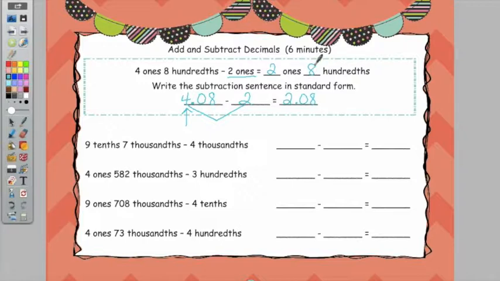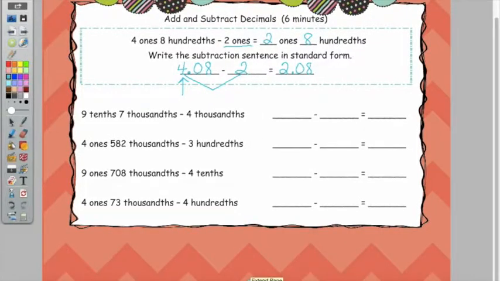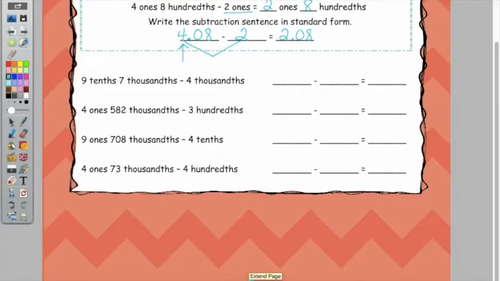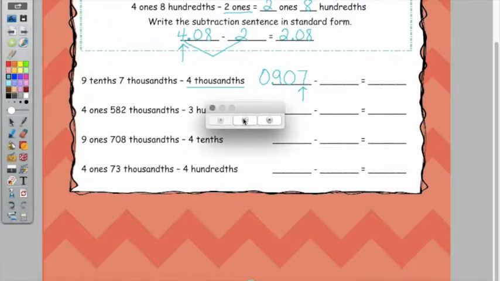Okay, same strategy, but we're subtracting. Let's see if it gets more challenging for us or not. 9 tenths, 7 thousandths. What am I subtracting? 4 thousandths. The thousandths place, and it is the 7. Good. Okay, you go ahead and do that one on your own.